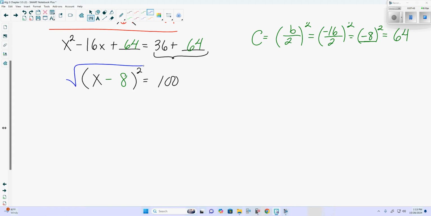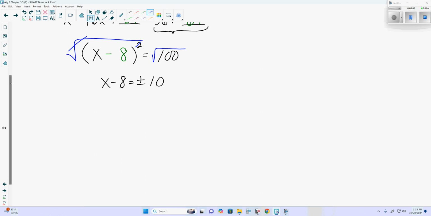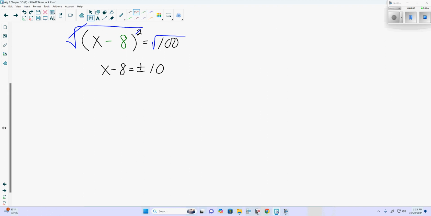First step in our solving process is to take the square root of both sides, because our square root and square would cancel, telling us that x minus 8 is equal to plus or minus the square root of 100, and the square root of 100 is 10. Almost. And we get this here.